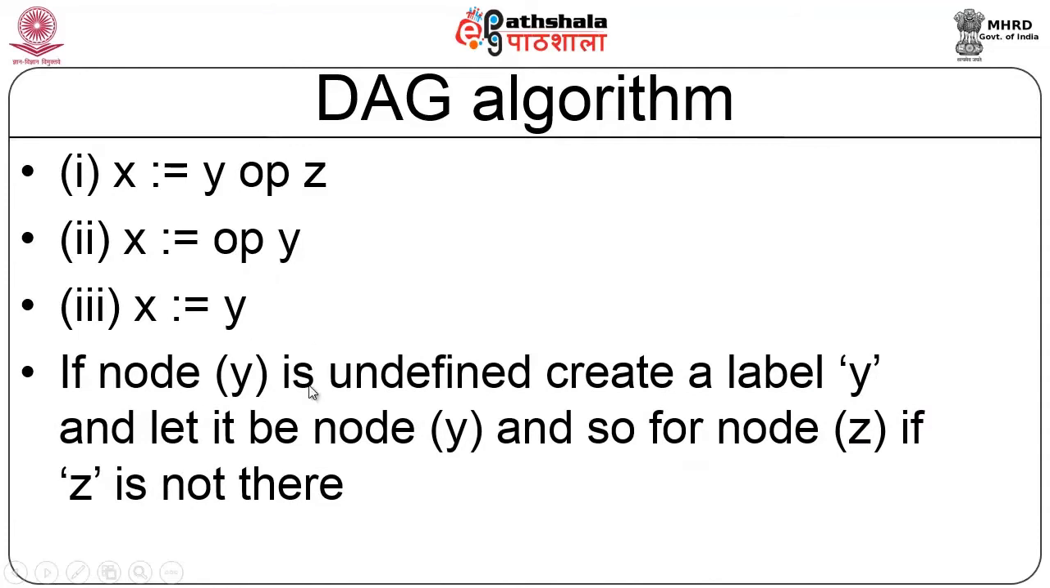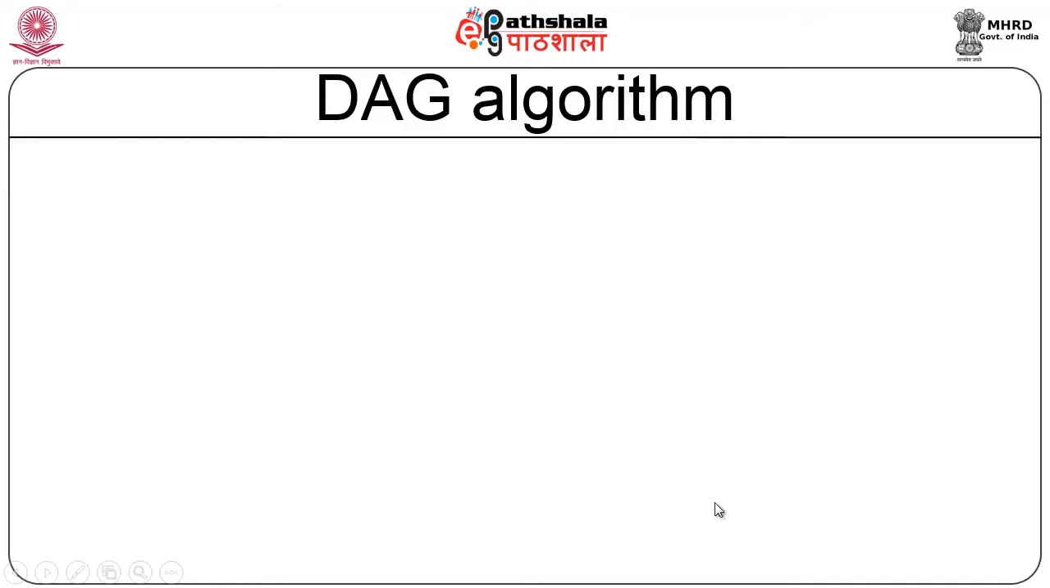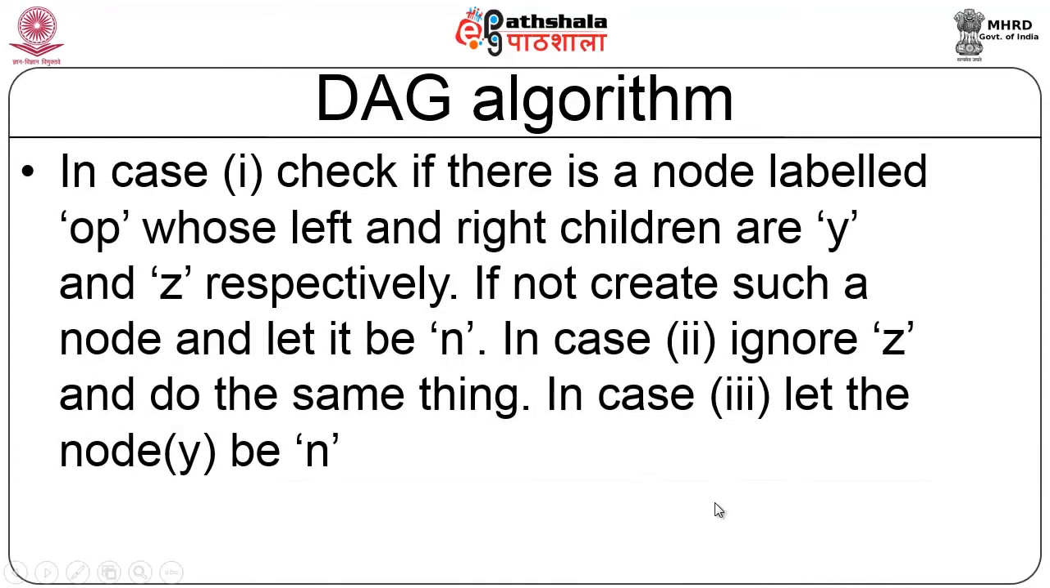Now if node y is undefined, you have to create a label y and let it be node of y. So you create a new node called y. Similarly, if node z is also undefined, you create a new node called z and call it node of z. Then the next step is for the first case, x = y op z.